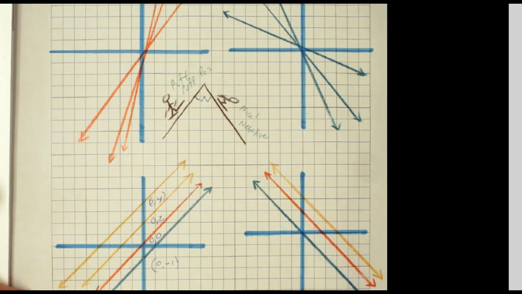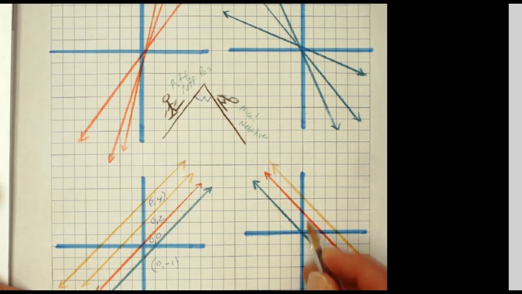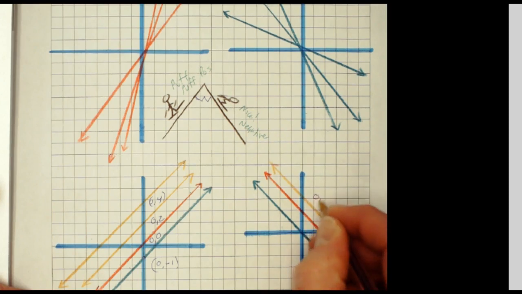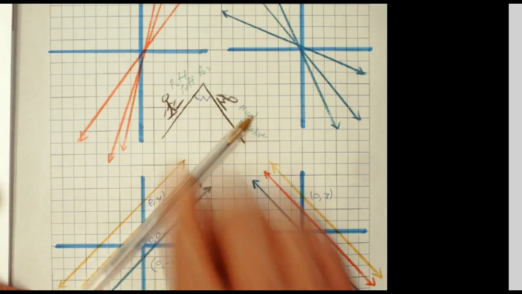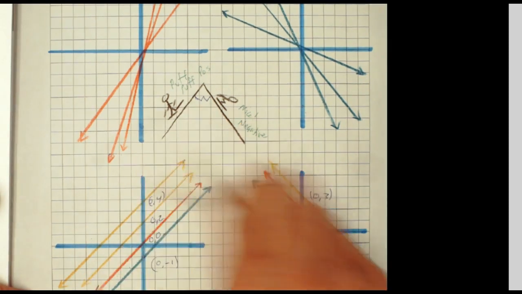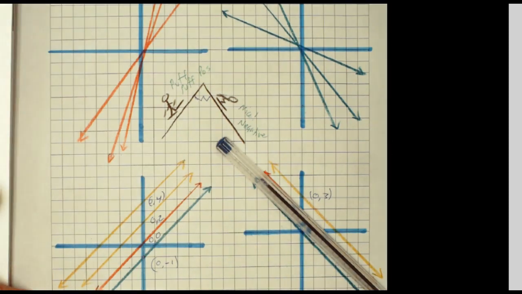Likewise, these also have y-intercepts. Same thing, (0, 0), (0, 2), (0, 3). This would be (0, 3). But these lines all have negative slopes. So here's what we've learned. We've learned that y-intercept is where it crosses the y-axis. If it's going in this direction, it's going to be a positive slope. If it goes in this direction, it's a negative slope.